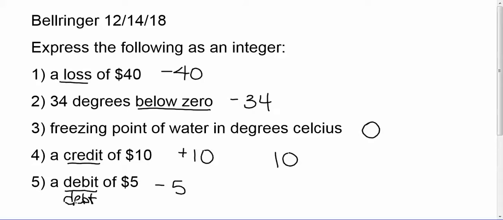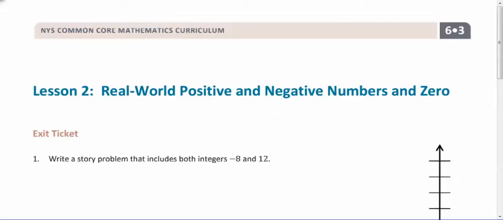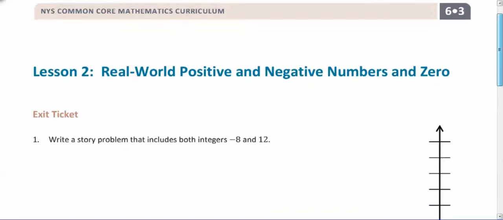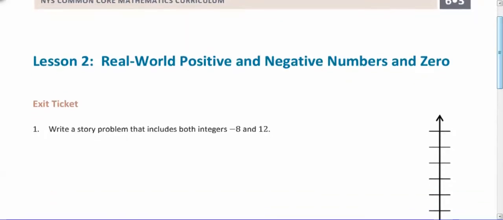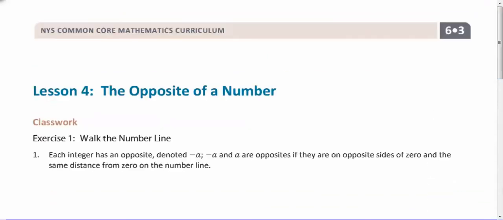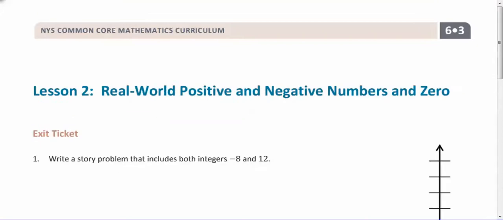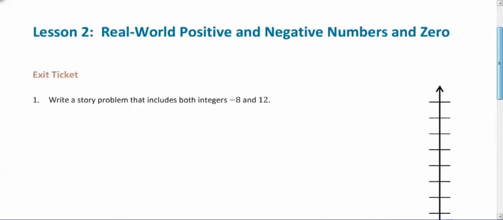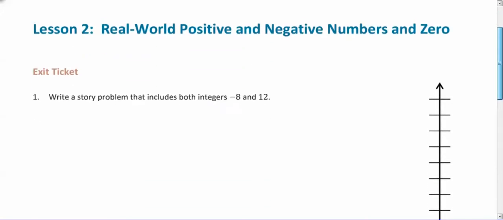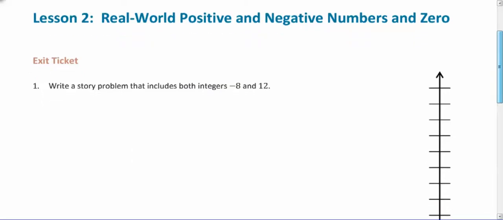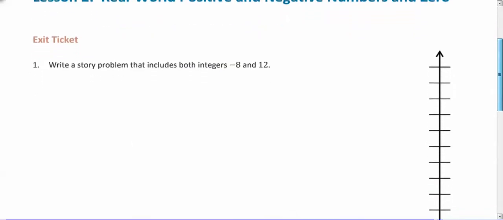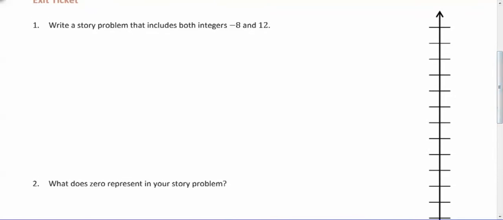All right, we're going to move on to lesson 2 in your module book, which is real world positive. Actually, no, we're going to be moving on to lesson 4, but we're going to review this vertical number line first from lesson 2 and the real world positive and negative numbers in 0 and the number line here, exit ticket. It says write a story problem that includes both integers, negative 8 and 12.